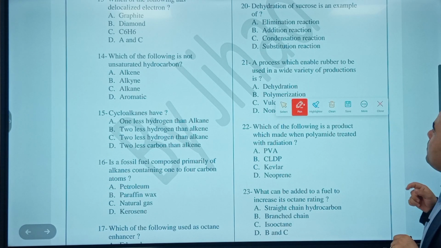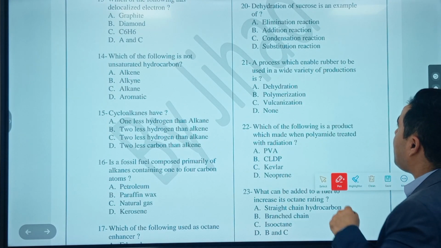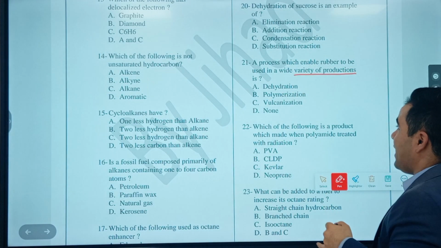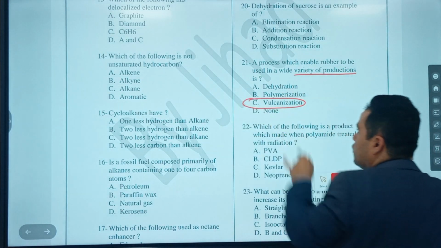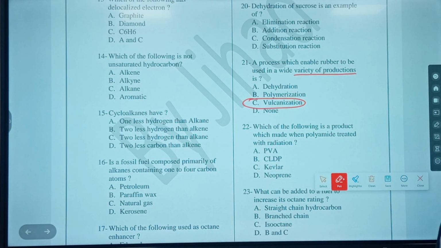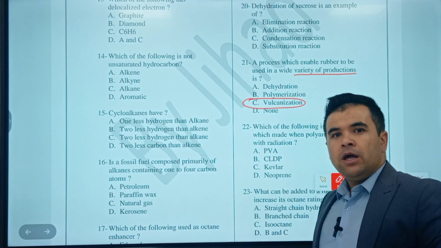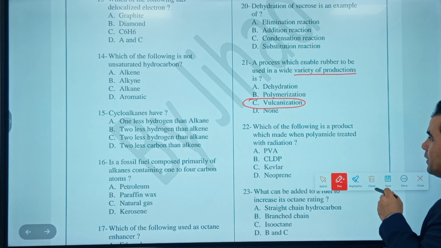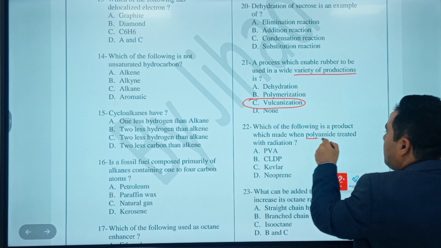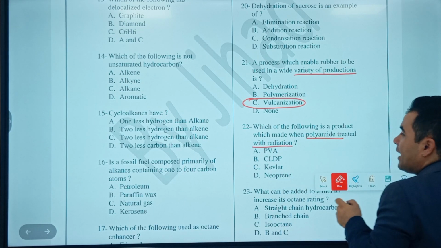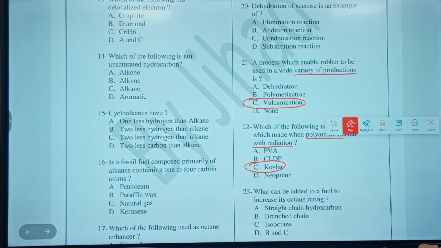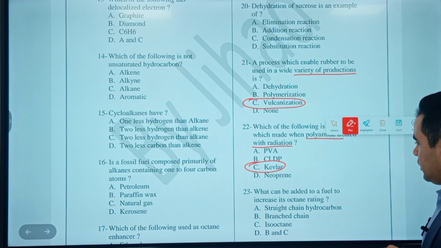A process which enables rubber to be used in a wide variety of productions is vulcanization, guys. Vulcanization is the process which we use to convert natural rubber into a usable product for the production of many products. Which of the following is a product made when a polyamide is treated with radiation? Kevlar is that product, which when we irradiate the polyamides, we get Kevlars, which are used in bulletproof vests.